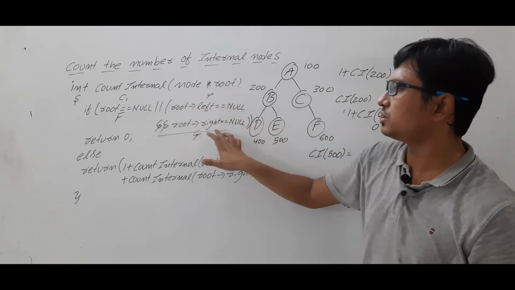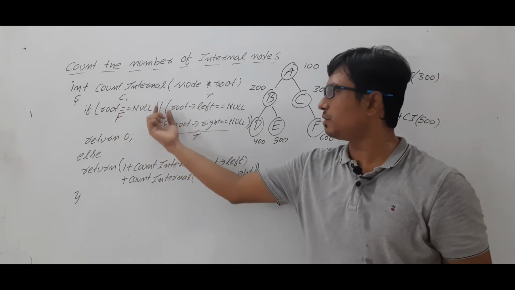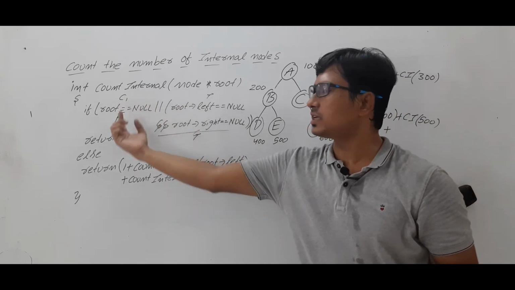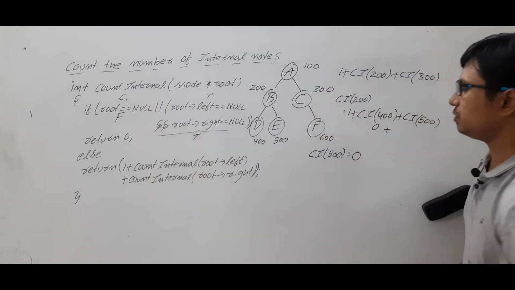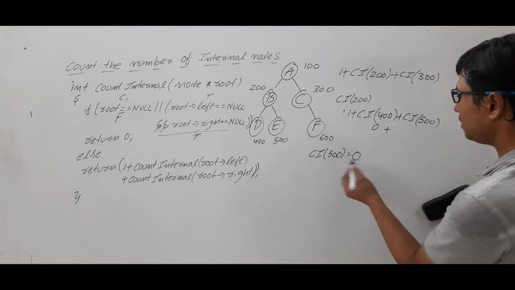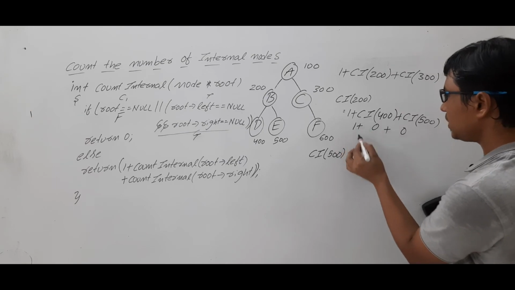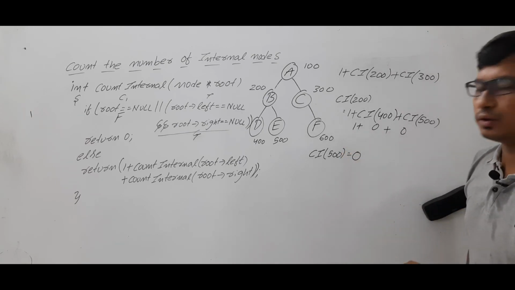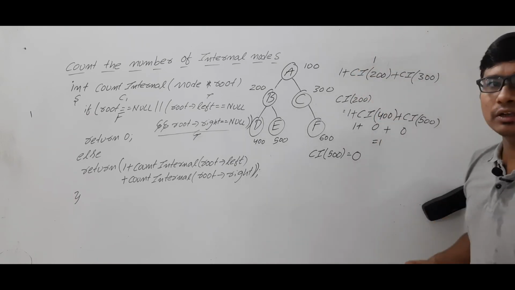So this condition is true if any one condition is true between C1 and C2. As it is a logical operator, this entire condition will be true and it will return the value 0. So you got count internal nodes 500 will return the value as 0. So it is 1 plus 0 plus 0, which is equal to 1. So this function will return me the value 1.